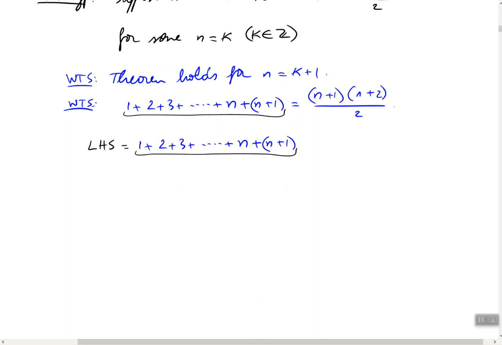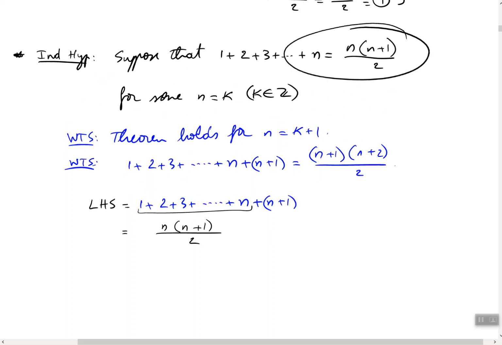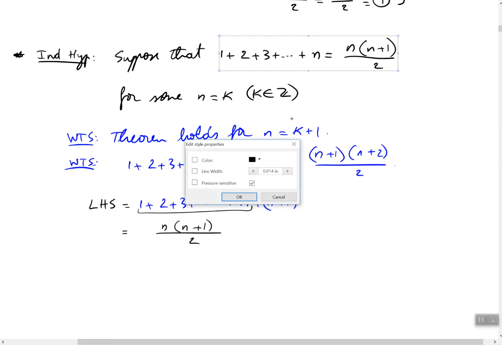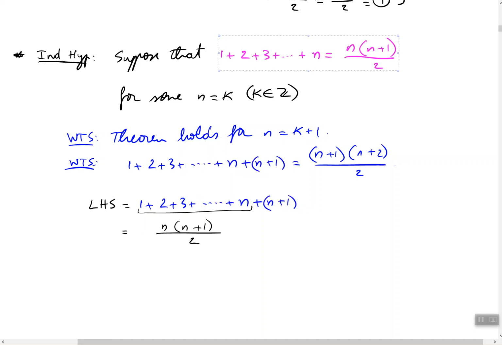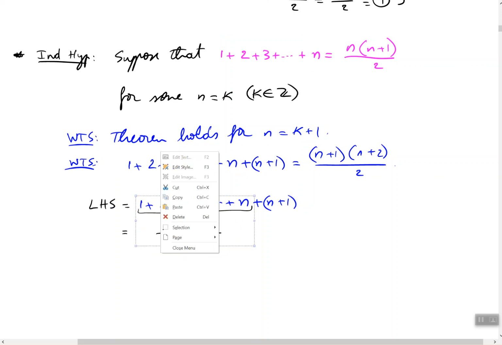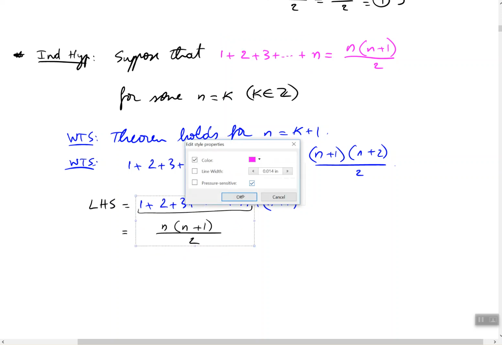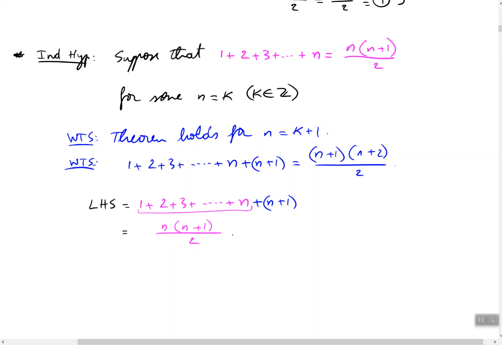Okay, now that's the left-hand side, which is great. Now, out of this left-hand side, the 1 plus 2 plus up to n, because of the inductive hypothesis, we know that that's the same thing as n times n plus 1 all divided by 2. That's what we said up here: 1 plus 2 plus 3 all the way to n is the same thing as n times n plus 1 over 2. So I'm going to highlight it with a different color so that we can see where we're using it. We used it down here to replace that summation. Now, there's also the additional n plus 1 at the end, which is just going to be hanging out for now.